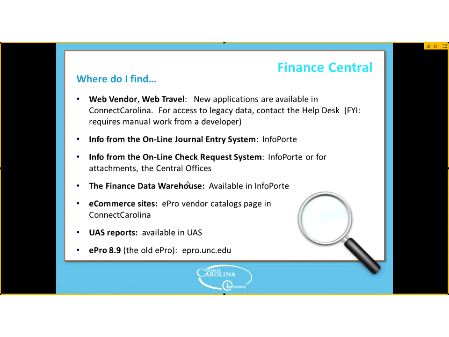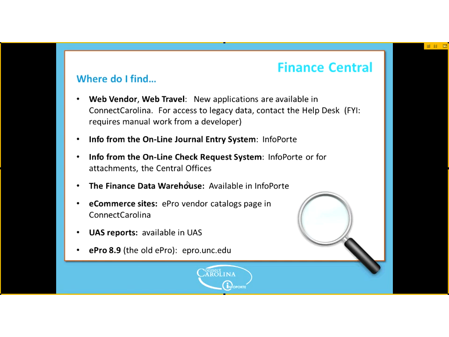They have to actually do some development work to pull it out there, but if you really do need it, then please do contact the help desk if you have a need for some old information from those 2 applications. Also, information from the online journal entry system is in InfoPort. Same thing with the online check request system. The one thing is for the online check request system, if you're looking for an attachment that was attached to an old online check request, then you'll need to contact the central offices to get the attachments.